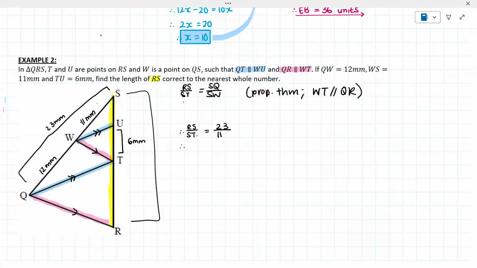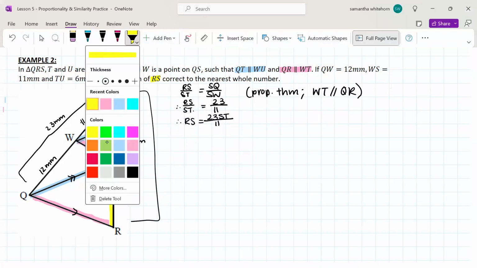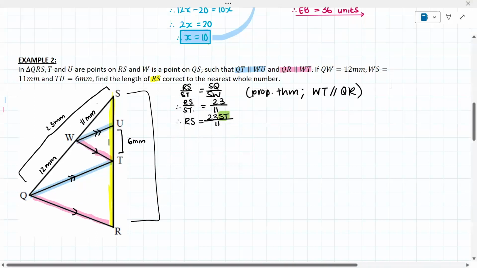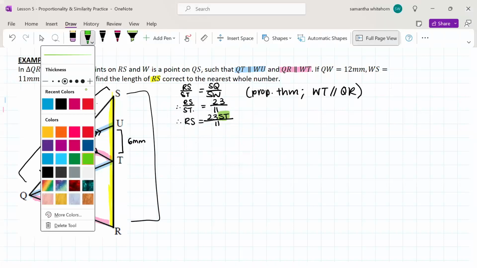Now remember, I want RS. So if you want to go and isolate this for yourself, that's fine. We times by ST on both sides. So 23 ST over 11 will give me the length of RS. That's great. Now I actually have something I can work with. If I have a look at this information that I've just found, what I see is that the bit of information that I need is ST. So I now need to figure out what ST is.